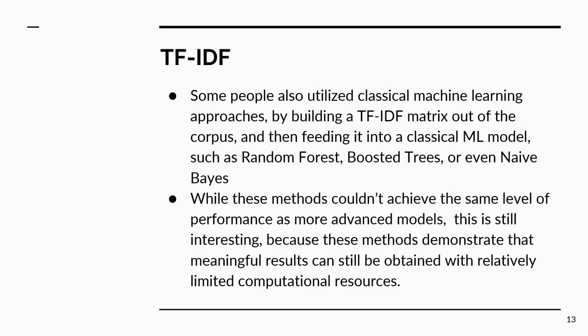Lastly, we looked into the TF-IDF approach because we saw that some people also utilize classical machine learning approaches by building a TF-IDF matrix out of the corpus and then feeding it into a classical machine learning model, such as random forest, boosted trees, or naive Bayes. While these methods couldn't achieve the same level of performance as advanced models or the previous approaches, this is still very interesting because these methods show that meaningful results can still be obtained with relatively limited computational resources.